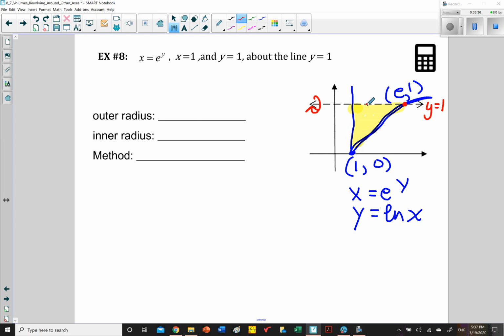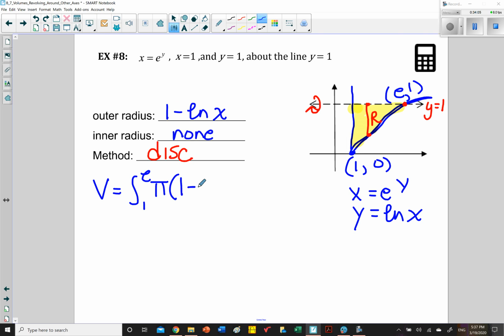So this is a disk. There's no inner radius, just an outer radius. This is a disk method. It's going to be 1 minus natural log of x. So there's none here. That's an easy one. Volume goes from 1 to e. We're going on x's. And it's pi r squared. This is a calculator question.